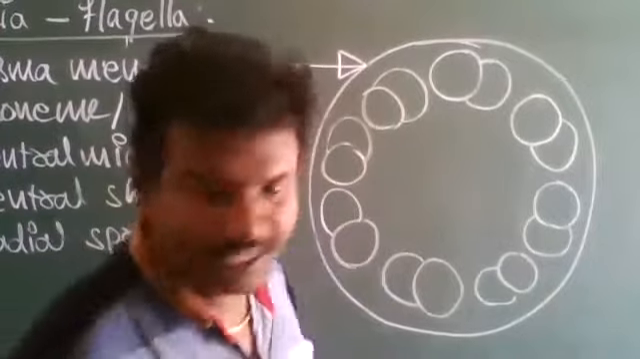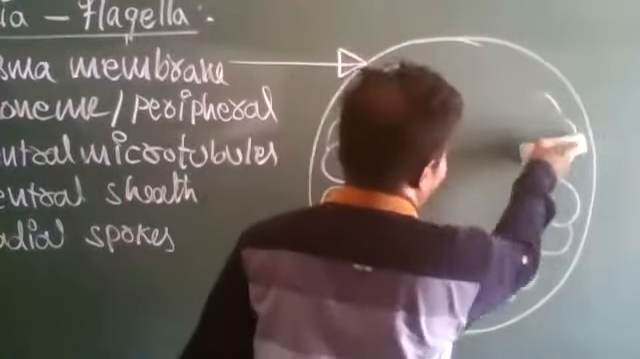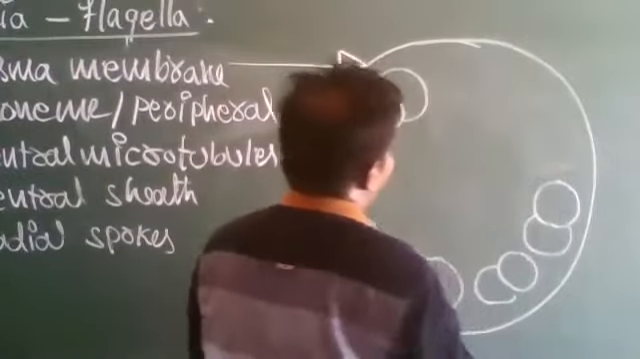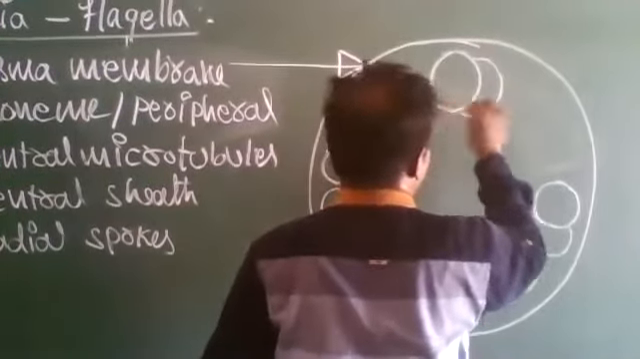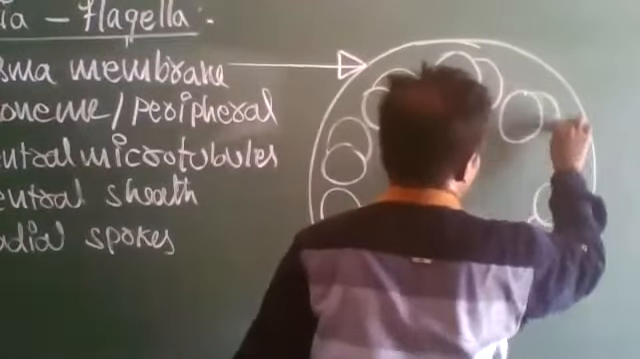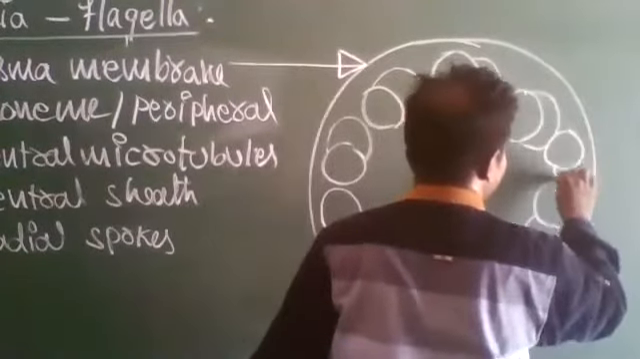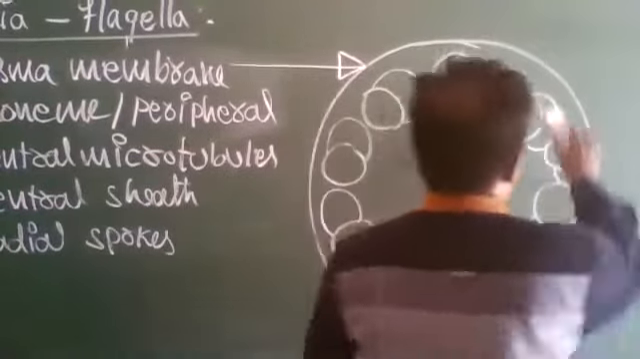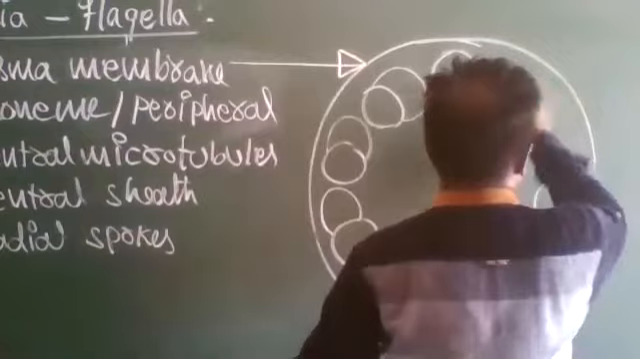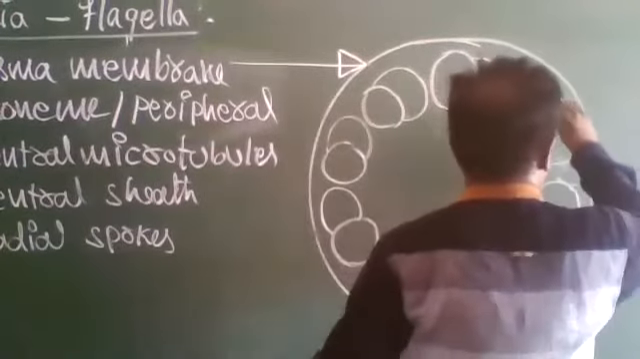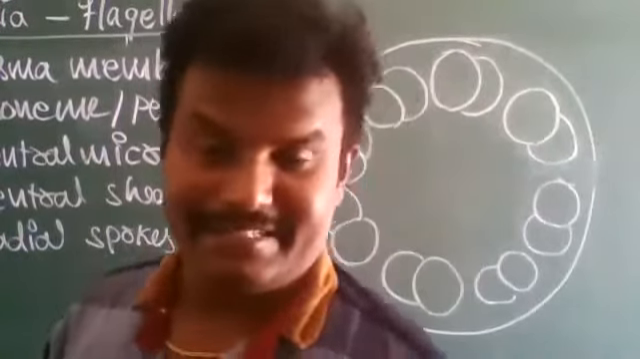One, two, four, five, six, seven, eight. I have to draw actually 9. These two big ones. So we draw smaller one. What else? I have to draw 9.